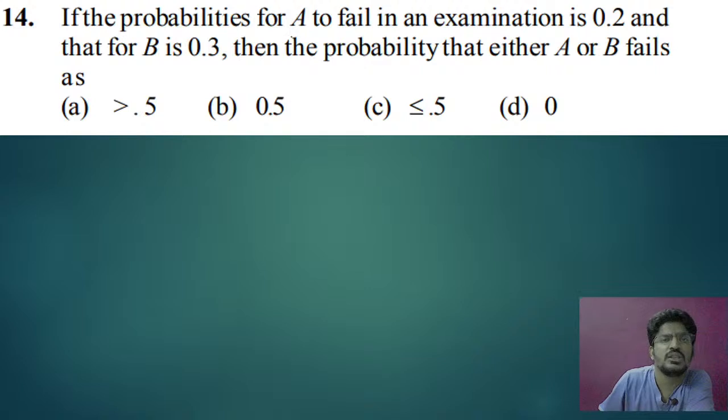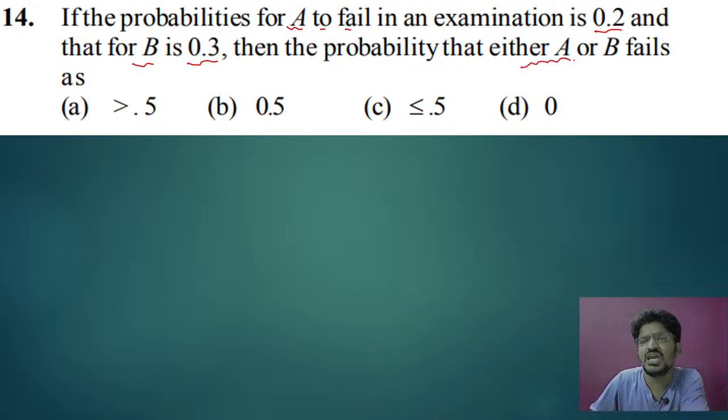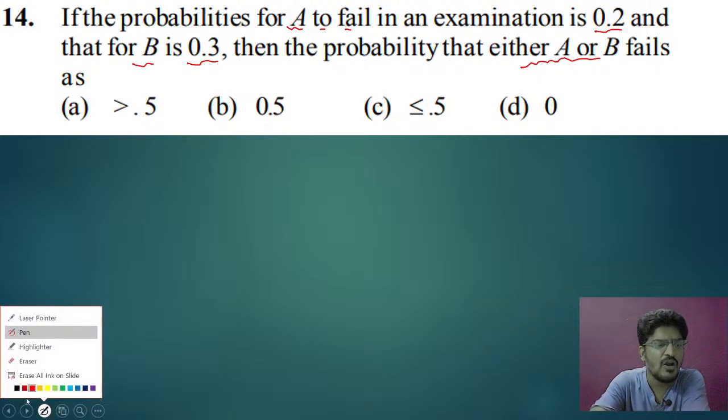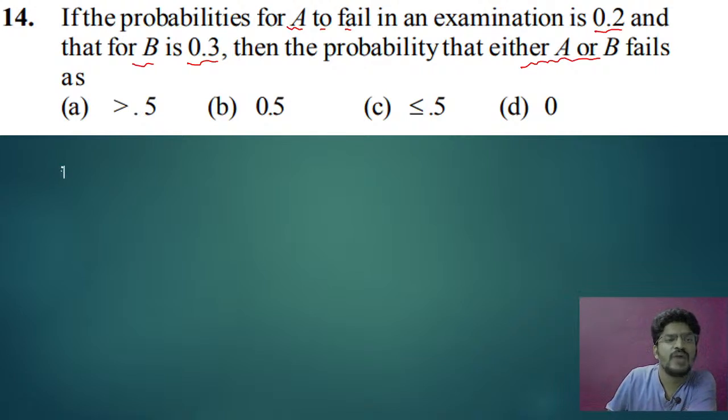See the 14th one. The probability of A to fail in the examination is 0.2 and the probability of B to fail in the exam is 0.3. Then the probability of failing either A or B. That means you have to calculate probability of A or B.